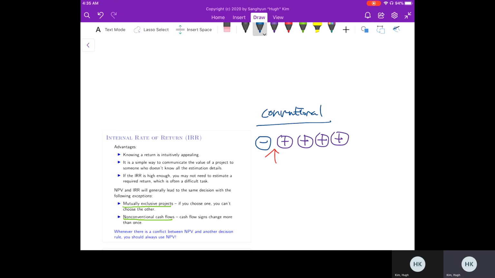Non-conventional cash flows, on the other hand, so this is non-conventional. So again, cash flow begins with a negative number and is followed by a positive number.